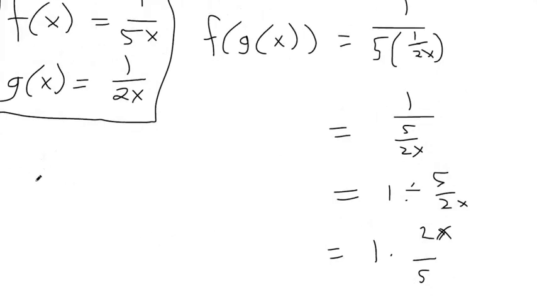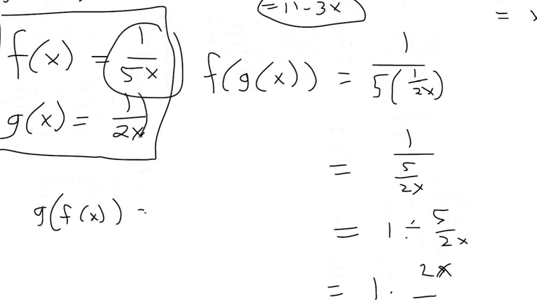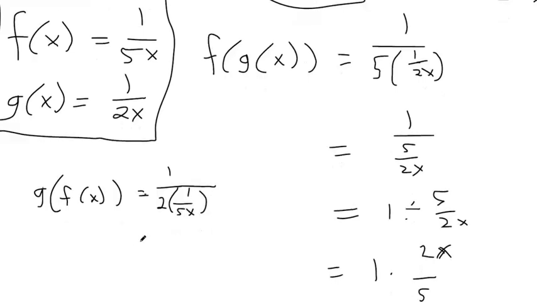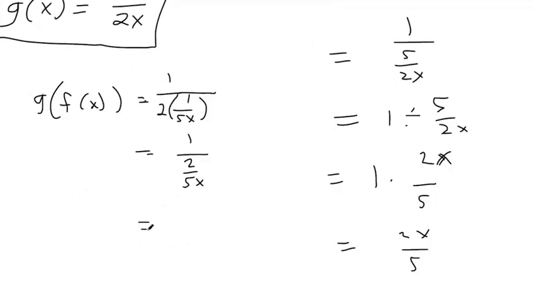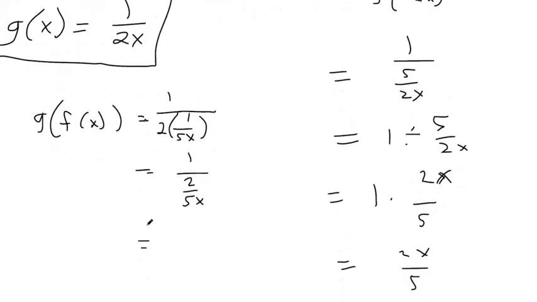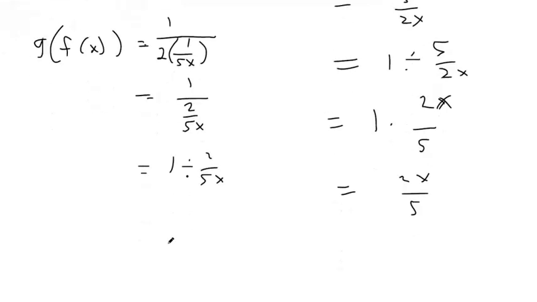And now we're supposed to do g of f of x. So it means I'm plugging f into the function g down here. Okay, so g is 1 over 2x, but instead of x, I'm replacing it with 1 over 5x. And then we can do the same thing. That's 2 over 1 times 1 over 5x. That's 2 over 5x. And just like I did in the other problem, that's 1 divided by 2 over 5x. So we flip and multiply the second fraction. So this is what you should get.